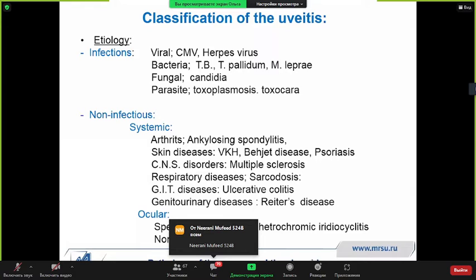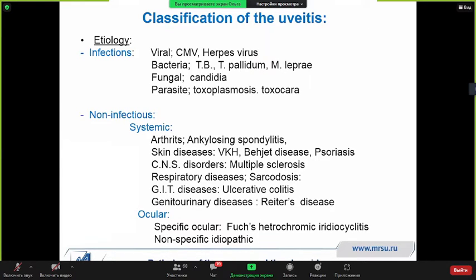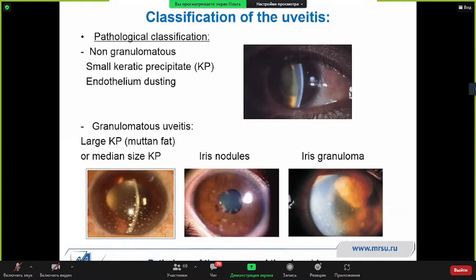Specific ocular variants are Fuchs heterochromic iridocyclitis and non-specific idiopathic iridocyclitis. There are 2 variants due to pathological classification: non-granulomatous and granulomatous uveitis. In non-granulomatous one, we can see small keratic precipitates. Precipitates mean that there are little spots of pathological fluid on the back side of the cornea, on the endothelium. And in granulomatous uveitis, there are different variants of size of precipitates. It can be medium size.